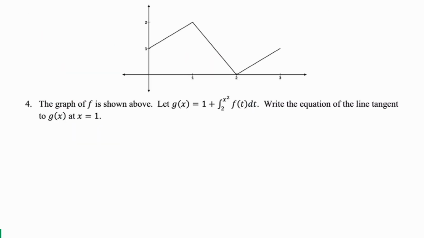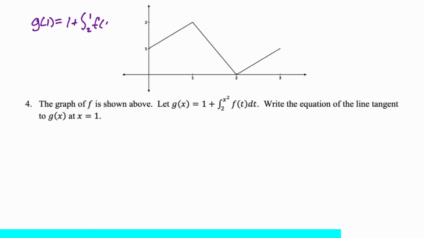All right, next. The graph of f is shown above. We're going to let g of x be 1 plus the integral from 2 to x squared of f of t dt. We want the equation of the line tangent to g of x at x equals 1. Okay, so the first thing we need to do is find g of 1. So just using the definition, g of 1 is going to be 1 plus the integral from 2 to 1 of f of t dt.